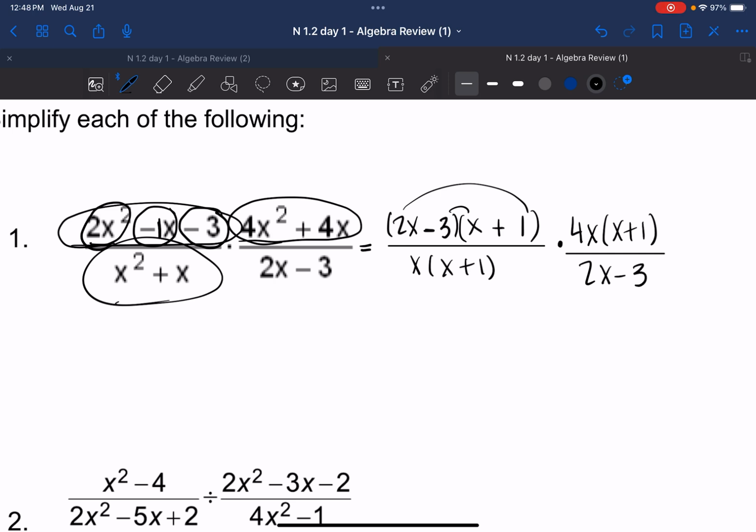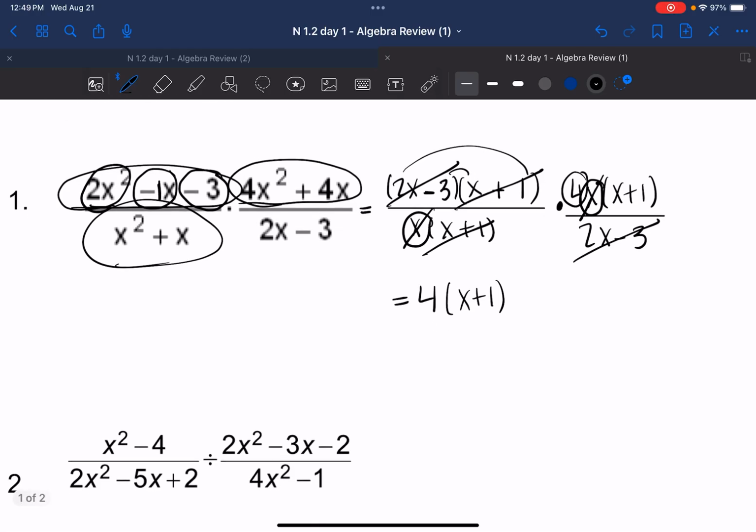And now that we have factored, before we actually go in and multiply, there are quite a few things that should divide out for us. So we've got 2x minus 3 that will divide out. We've got x plus 1 that will divide out. And then this x right here will divide out with this x over here, which means all we're left with in the numerator was the 4 right here that was in front of x, followed by that parenthesis, x plus 1, and everything in the denominator divided out to 1. So all we are left with is 4 times x plus 1. So we actually didn't end up having to multiply anything because everything divided out for us.